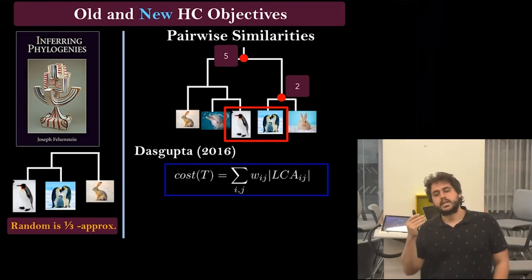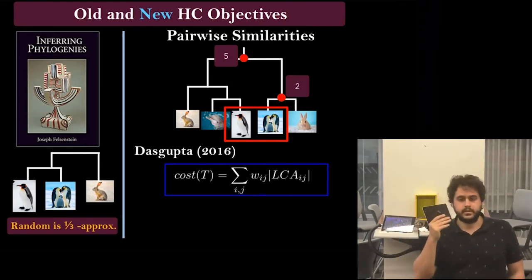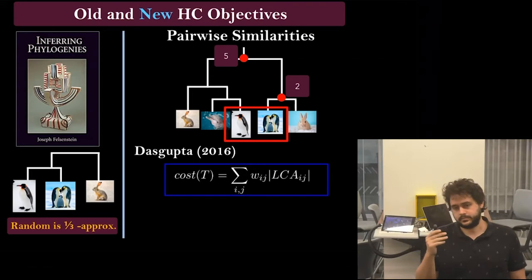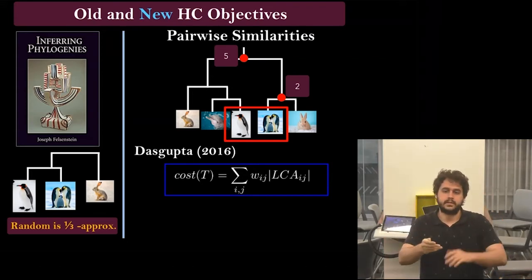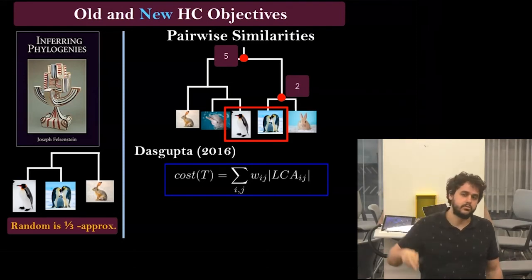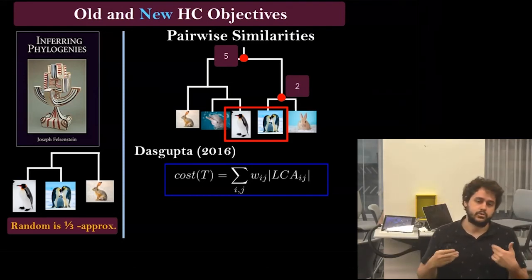The intuition behind this objective is that the LCA should be very high for points that have a low weight, w_ij. Okay, so that you're not penalized a lot.